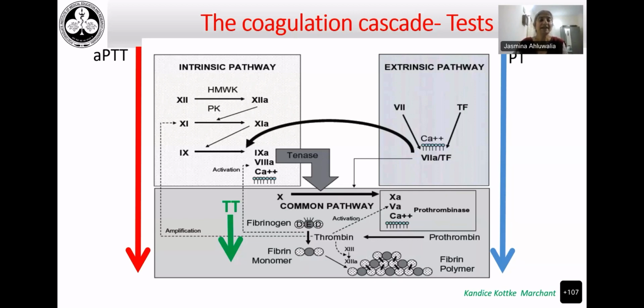The APTT, on the other hand, addresses every other clotting factor except factor 7. So 12, 11, 9, 8, all these, if there is any defect or a decrease in amount, it will cause a prolongation in the APTT. Any defect in the common pathway will also cause a prolongation of the APTT. The TT has a very small role. It just looks at the conversion of fibrinogen into fibrin monomers. So if there is a problem in the fibrinogen molecule, this will be brought out very well by the TT test.